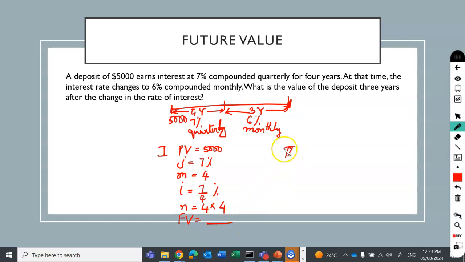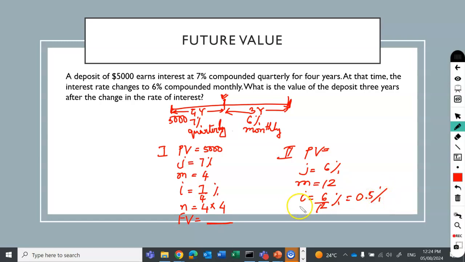And in the second step, this future value will become the present value for the second stage, because you invested $5,000 here and you received the future value of the first stage. Now again you will reinvest it for another few years at this rate. So that will become your present value. Your J is 6% here. Your M is monthly, which is 12 times in a year. Your I is 6 over 12.